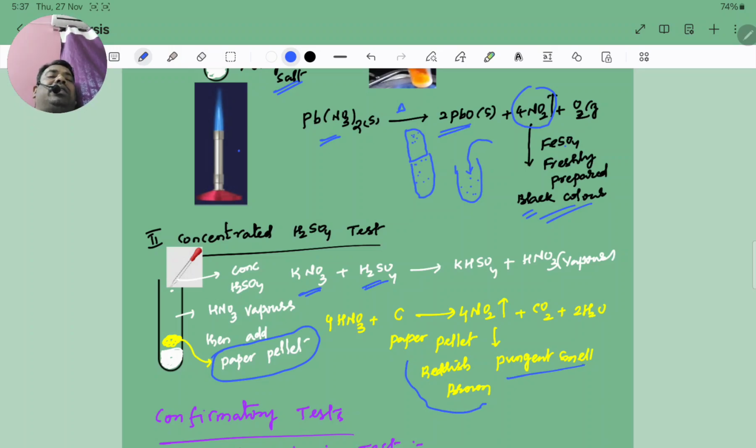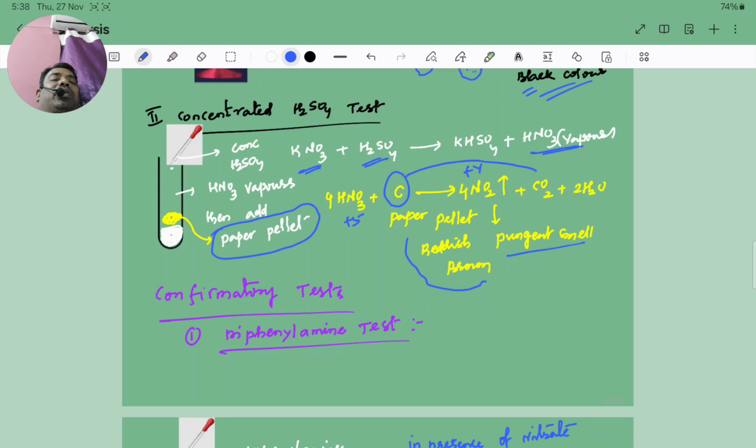This paper pellet will be converted, and it will produce a reddish brown color with a pungent smell, right? So KNO3 reacts with H2SO4, and before adding the paper pellet, this will produce HNO3 vapor. After the formation of HNO3 vapor, student, we are adding a paper pellet, which contains carbon, right? This carbon is converted into carbon dioxide. The nitrogen in HNO3, +5, will be converted into +4, undergoing a reduction process. So when the carbon undergoes oxidation, it will produce a reddish brown colored gas, student, with a pungent smell, which indicates nitrogen dioxide is released, right?